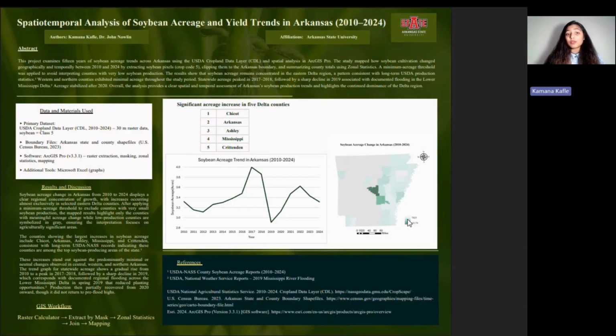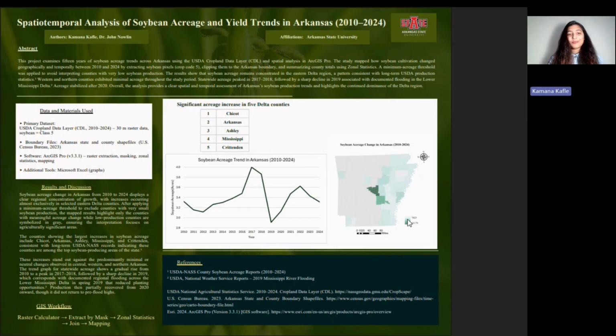This project used three main data sources. I used the USDA Cropland Data Layer from 2010 through 2024, which is a 30-meter raster dataset that identifies crop types. Soybean pixels are labeled as Class 5. Arkansas state and county boundary shapefiles come from the US Census Bureau, and ArcGIS Pro software, which I used for raster extraction, spatial masking, zonal statistics, and map production. I also used Excel to create the statewide trend graph that appears on my poster.